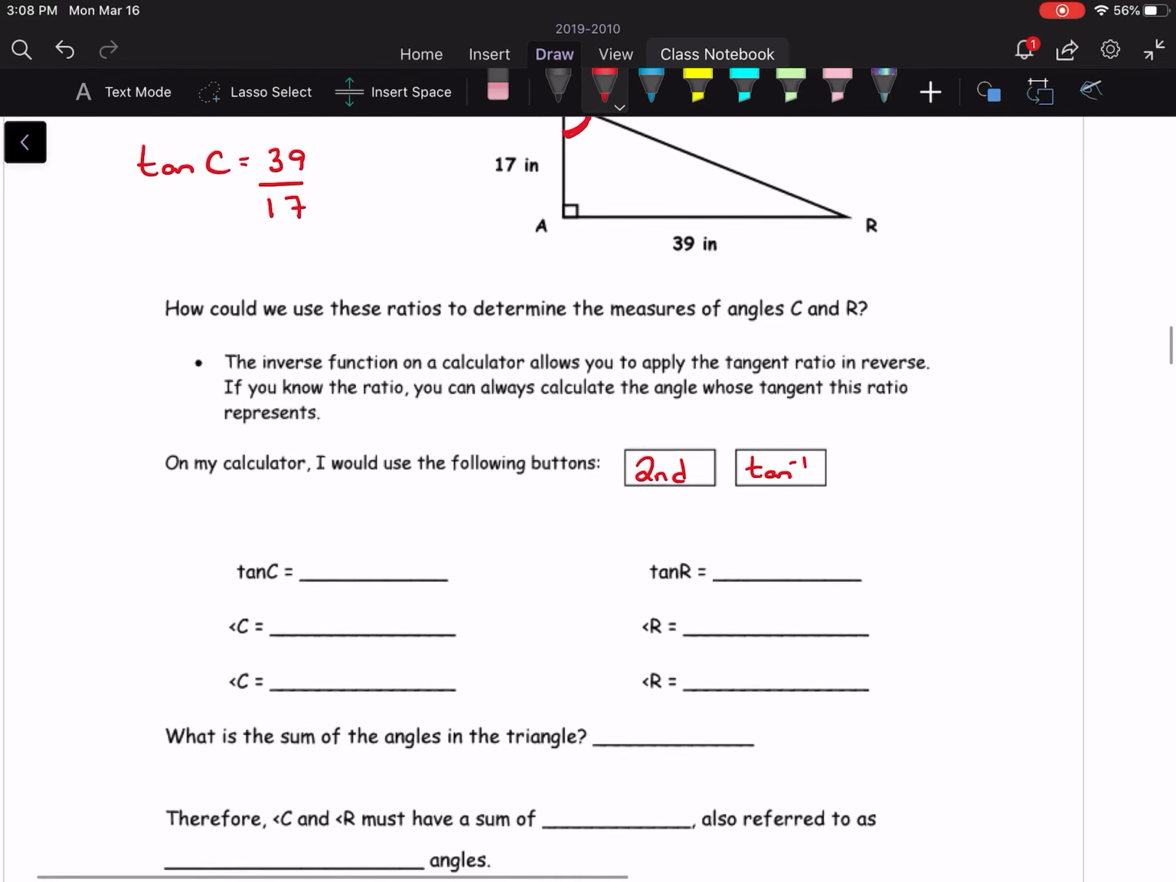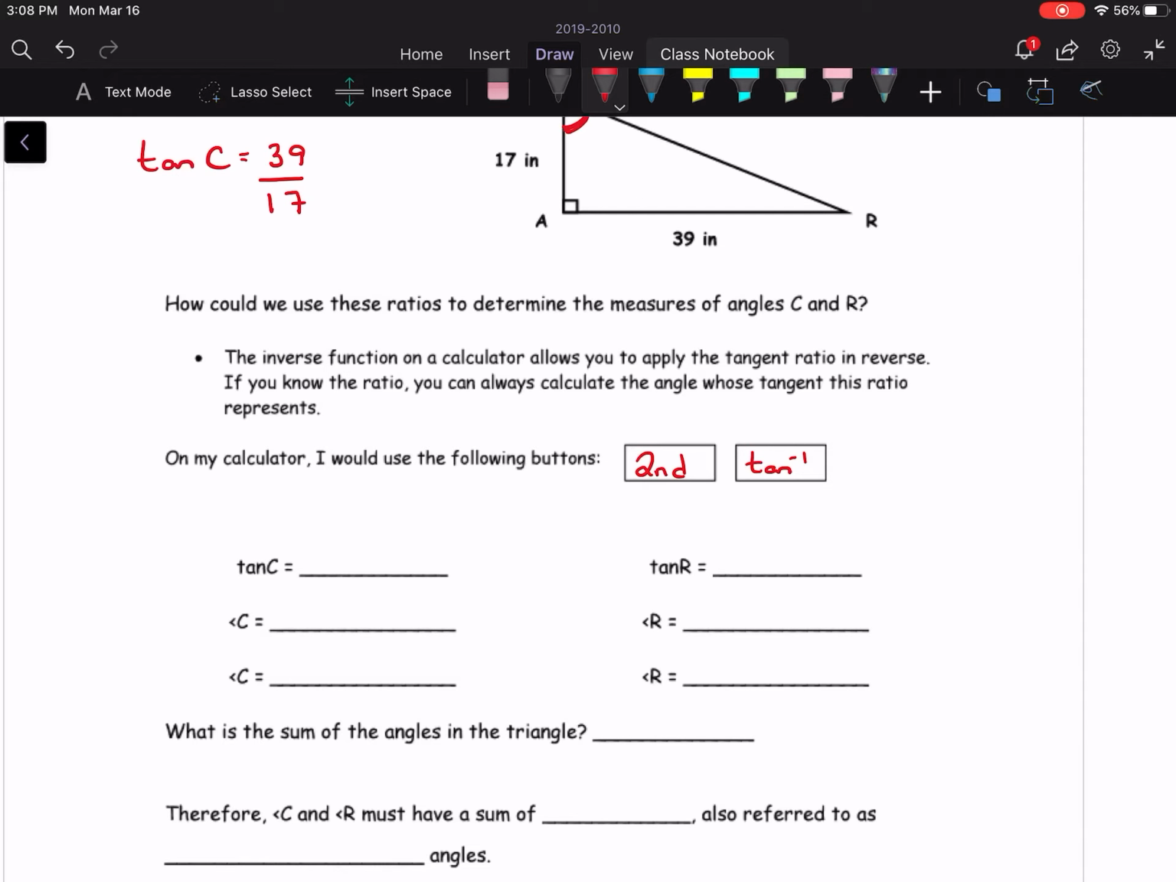And so what this allows me to do is say that the tan of angle C is 39/17. Well, that must mean that angle C is the inverse tan of 39/17. And if you punch that into your calculator, you should get 66.45 degrees. Okay, and if you're coming up with something other than that, it means that you're likely in radian mode. And so make sure you switch modes on your calculator. Either push the mode button on a graphing calculator and switch radians to degrees.